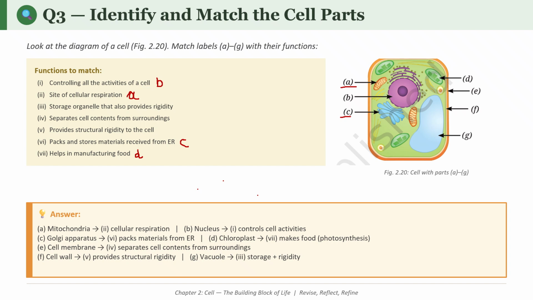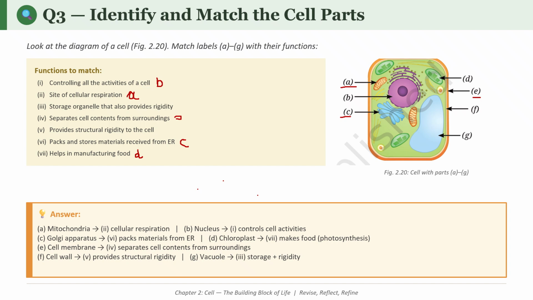Then E. What is E here? It is the cell membrane. So it is showing the outermost membrane, the cell membrane. What does the cell membrane do? It separates the cell from the surrounding region, right? Yeah. So where is it? Can you spot it? Yeah. It separates cell contents from the surrounding.